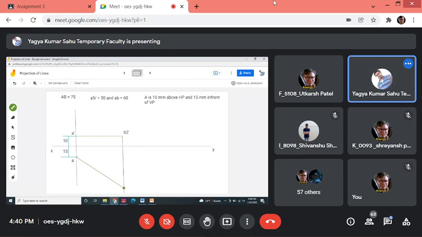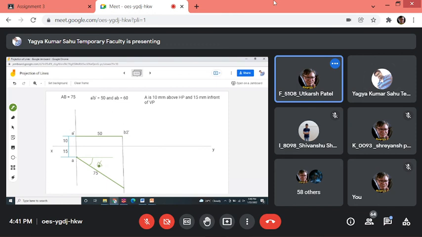Line inclined to vertical plane only. ये पहला केस खत्म. This is nothing but of 50 mm length and this is 75. पहला केस. Okay. This is theta or phi? What is it? Theta or phi? ये क्या है एंगल? This is phi. Is it? Yes, sir. This is last question for today's class. Okay.